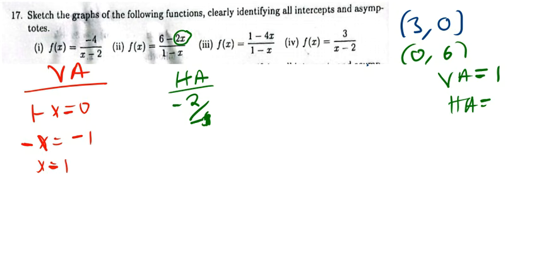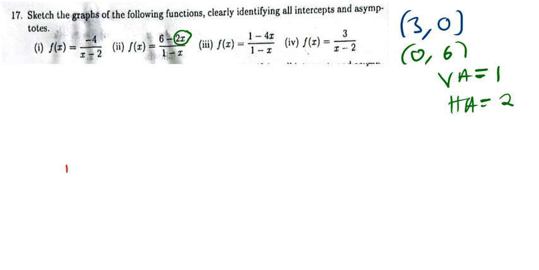My question is the horizontal asymptote. We are trying to find the horizontal asymptote. Since the numerator and the denominator have got the same highest power of x, then we get the coefficients and divide. So negative 2 divided by negative 1 is 2. So our horizontal asymptote is 2. Are we okay on how to find the vertical asymptote and horizontal asymptote? Sketching is not hard.